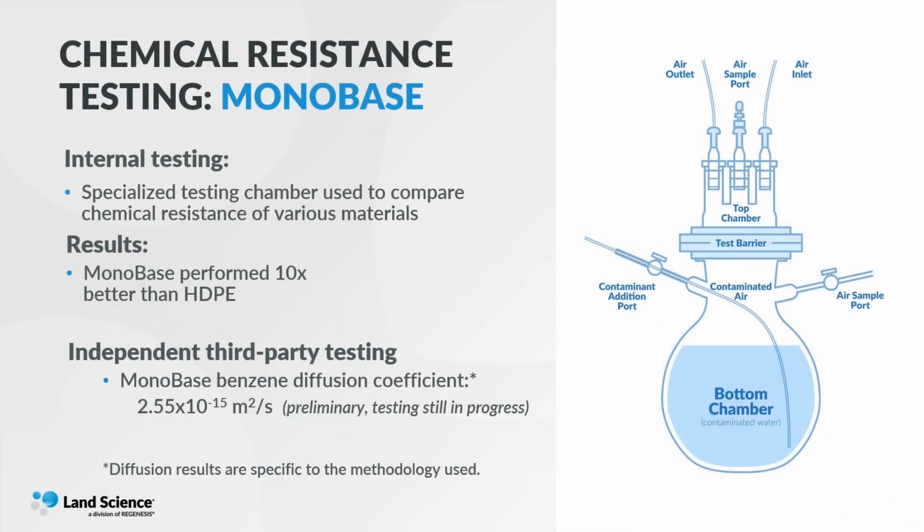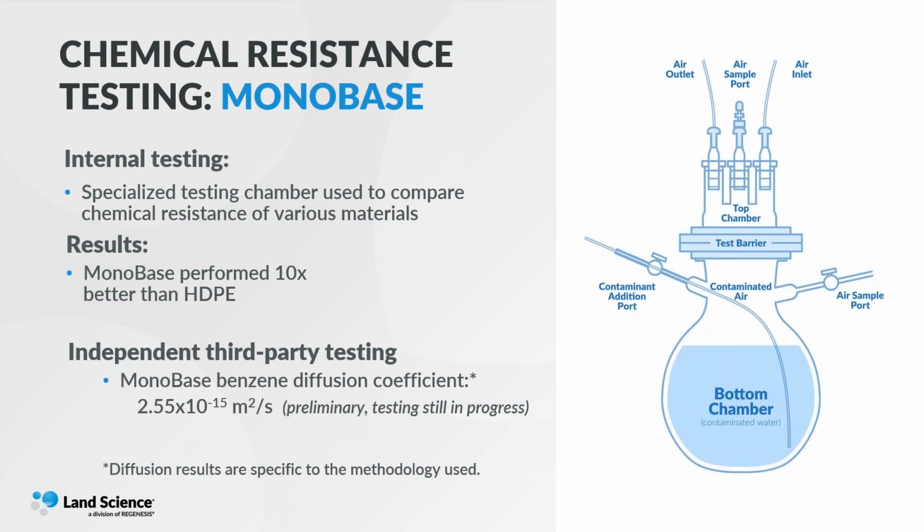So really important here, though, is the chemical resistance. Internal testing, specialized testing using this chamber here on the right side of the diagram that you can see, and the results were identifying that the mono base, which is the base of the MonoShield, is 10 times more chemically resistant than HDPE.